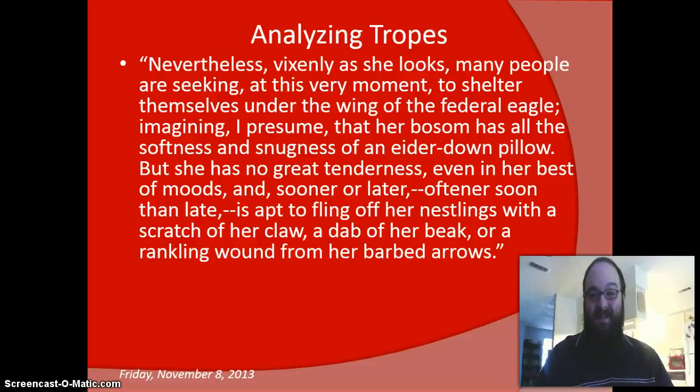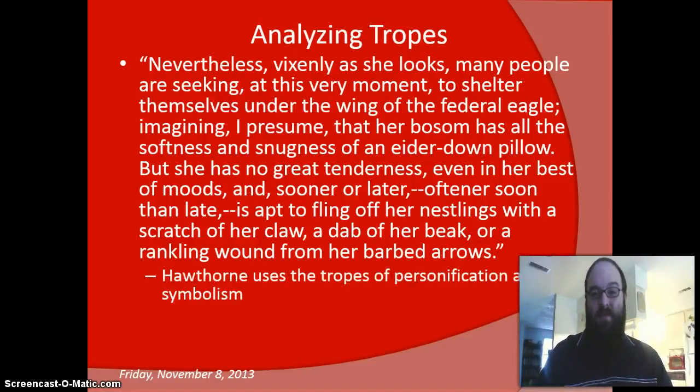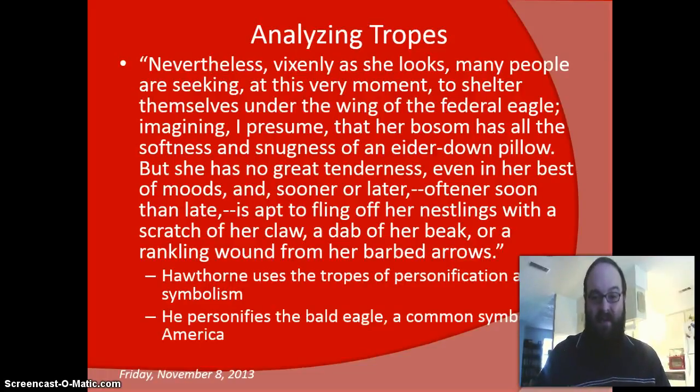Now, there's a lot of stuff in there I could talk about. I'm just going to pick a couple things here. Hawthorne uses the tropes of personification and symbolism with the eagle there. He personifies the bald eagle, giving it human qualities. Of course, an eagle is an animal. An eagle cannot show truculence. An eagle cannot have moods. So there is personification there. Also, the eagle is actually a symbol in and of itself, so he's employing symbolism as well. The eagle is a very common signal of America's might and independence, that sort of thing.